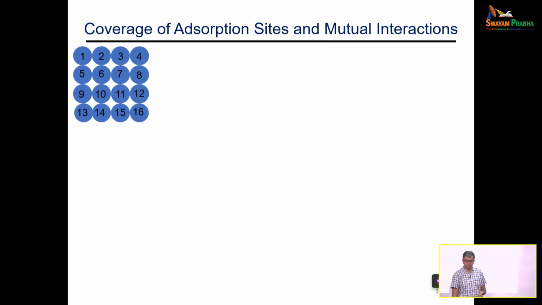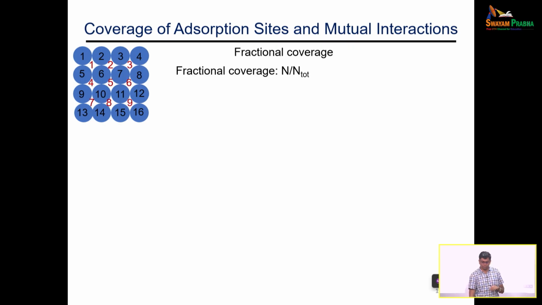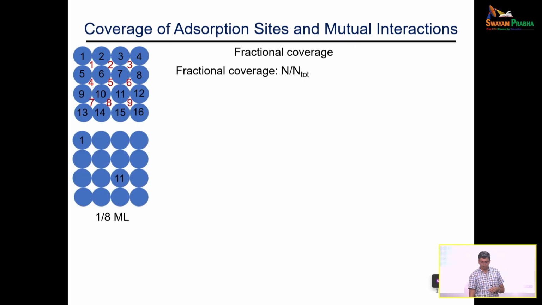So let us say these are all the sites that I have. If I say that I have sites numbered 1 to 16, and it is possible that I can adsorb something on all of those as top sites, I can count hollow also, it does not matter. So I have 16 top sites. Coverage is typically defined as how many of those sites are actually occupied with reference to what is actually available. So this is 2 of those occupied out of 16.